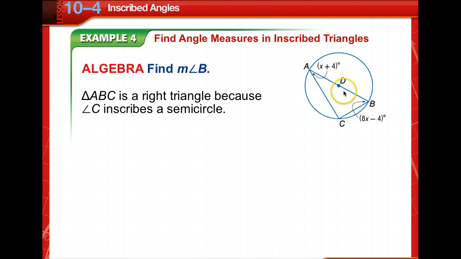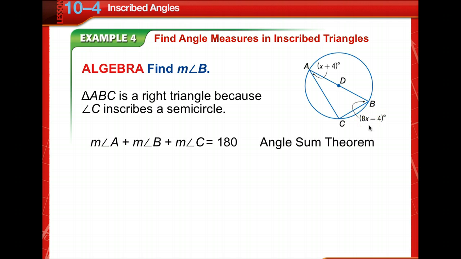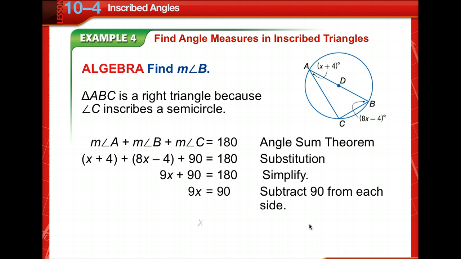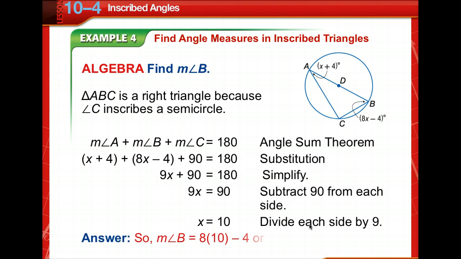Well, as we see, this one goes through the diameter. Angle C inscribes a semicircle. So by the angle sum theorem, we can say that all three of these are equal to 180, and we know that C is a right angle because it goes through the diameter. Solve for X. Now we substitute back in. 8 times 10 minus 4 is 76.